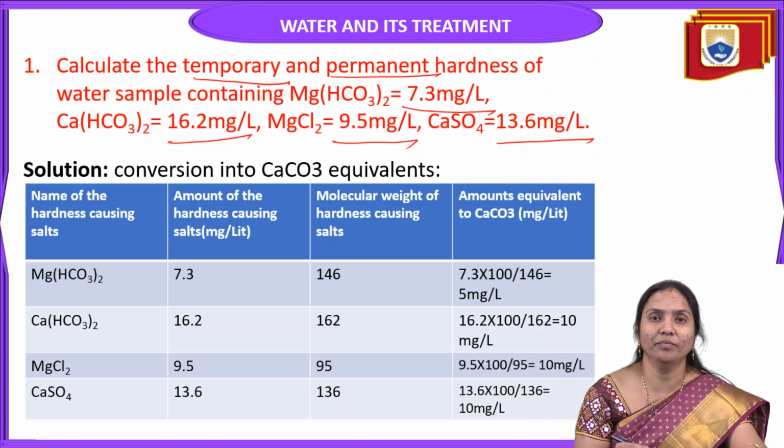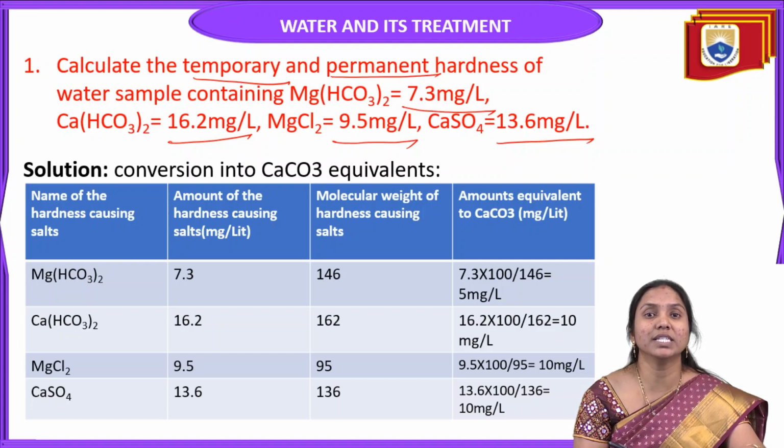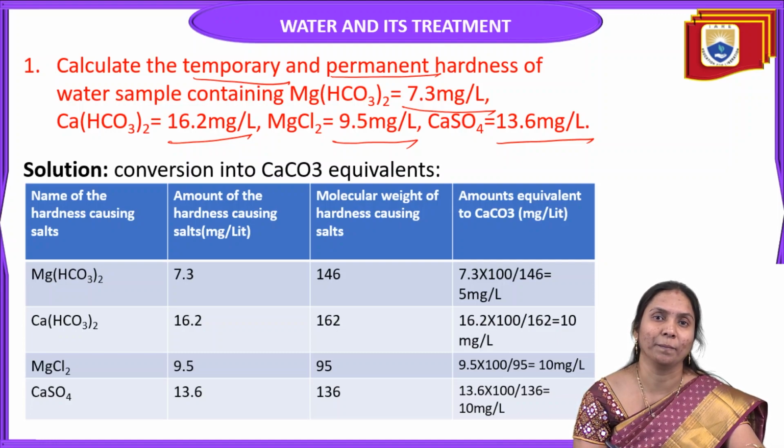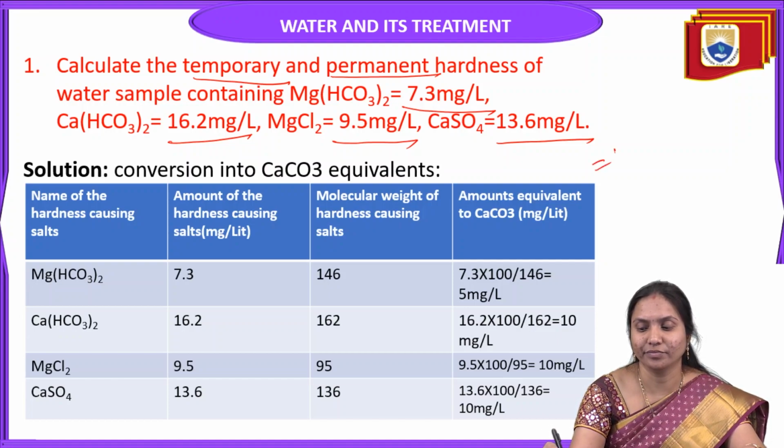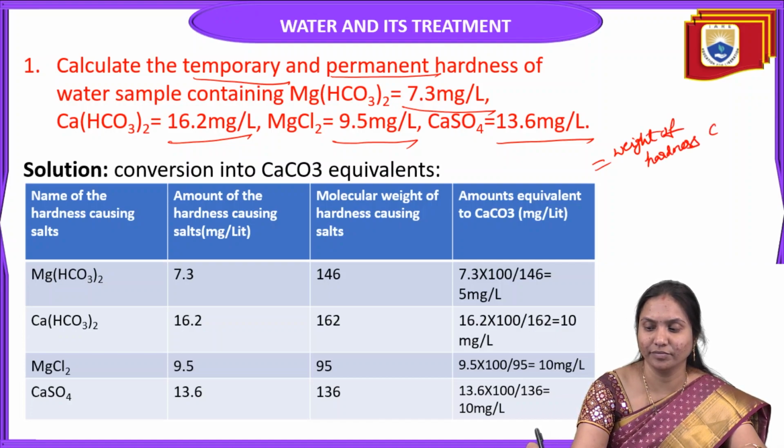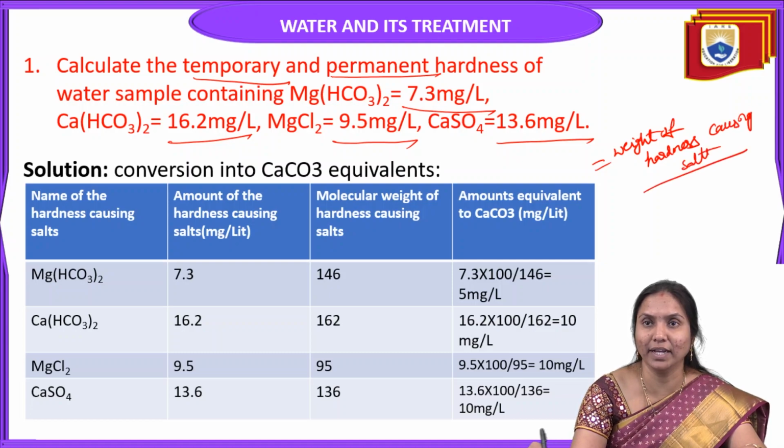So what is the first step? We should remember that all the hardness causing salts present in water can be converted into CaCO3 equivalent. How can we convert? By using this formula: weight of hardness causing salt by molecular weight of hardness causing salt.